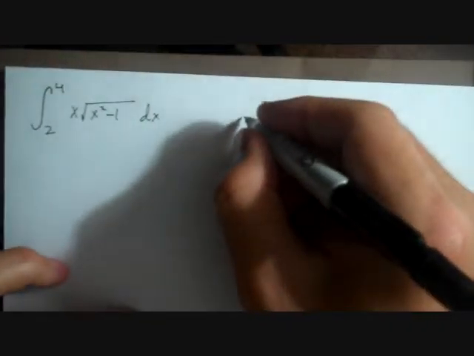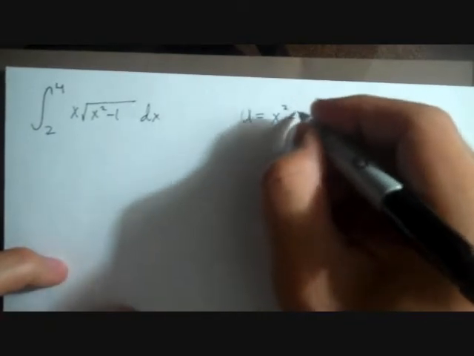And then also, let's try to do definite integration, which is a little bit different. So let's take the definite integral from 2 to 4 of x times the square root of x squared minus 1 dx. So what are we going to make our u equal to? Well, let's make it equal to x squared minus 1. So u equals x squared minus 1.